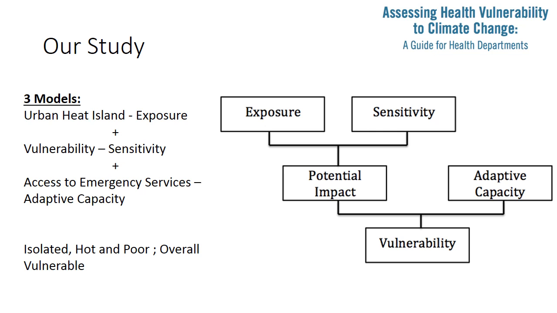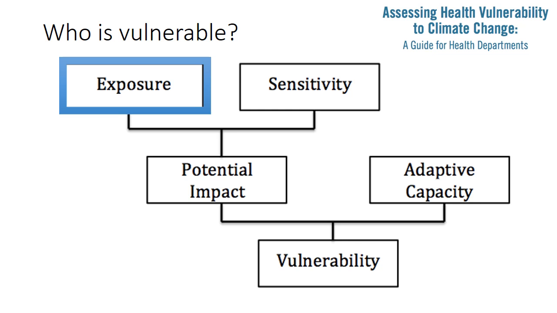So now came the point to develop a model expressing this. What we did in our study was take 3 models: urban heat island, which related to exposure from our diagram, a vulnerability model, which related to the sensitivity piece, and then access to emergency services, which related to the adaptive capacity piece, to essentially show areas where people are isolated, hot, and poor. Basically, this overall vulnerability is something we could then try to tackle and put efforts towards so that these people are not as vulnerable. So now we're wondering, who is vulnerable?